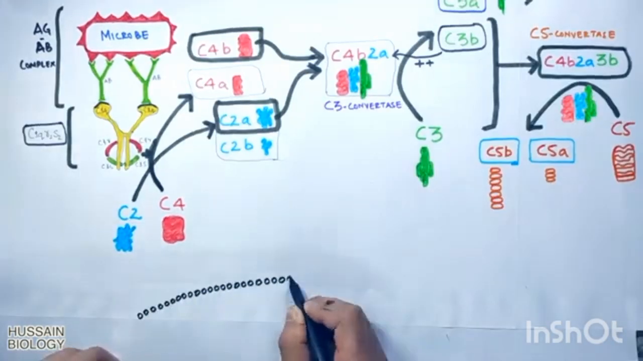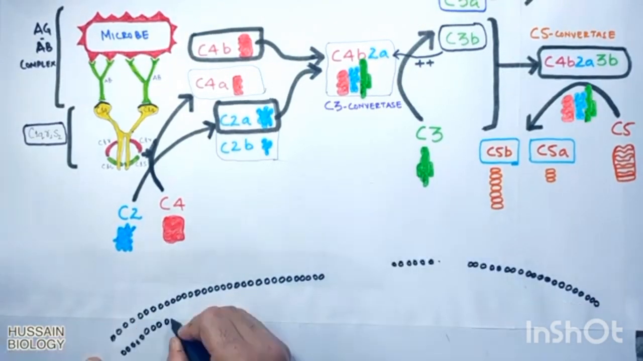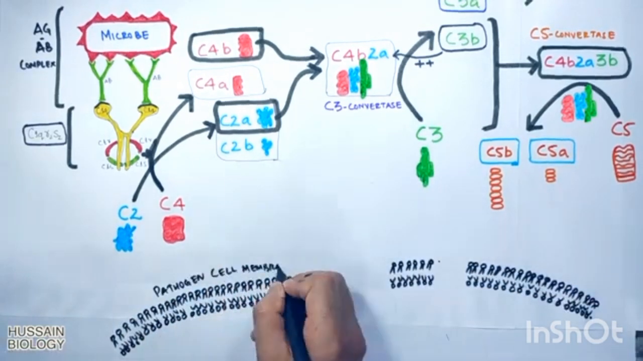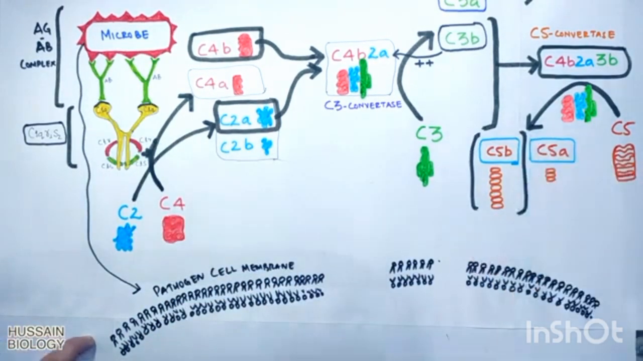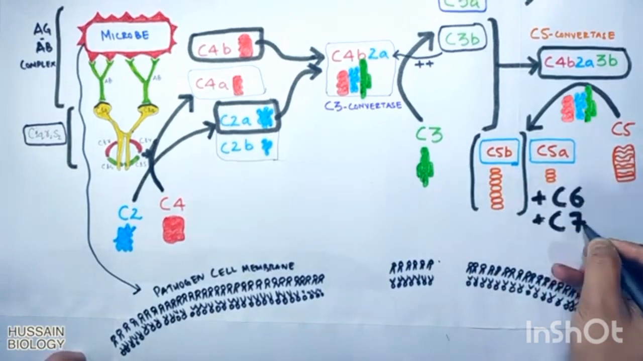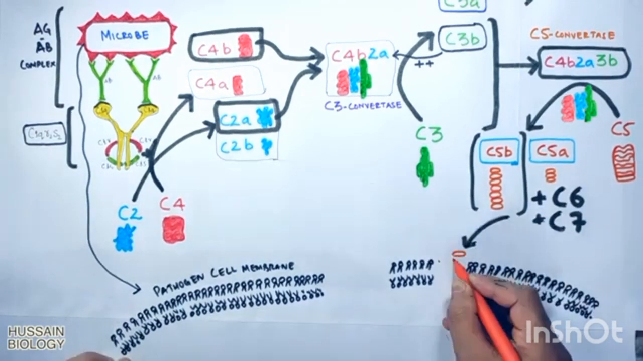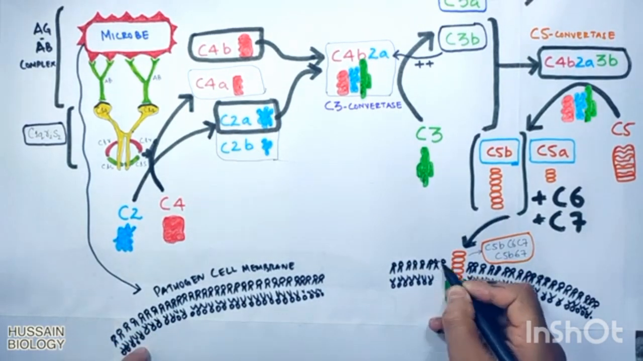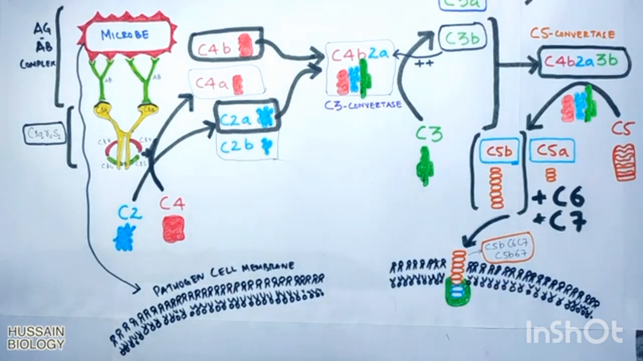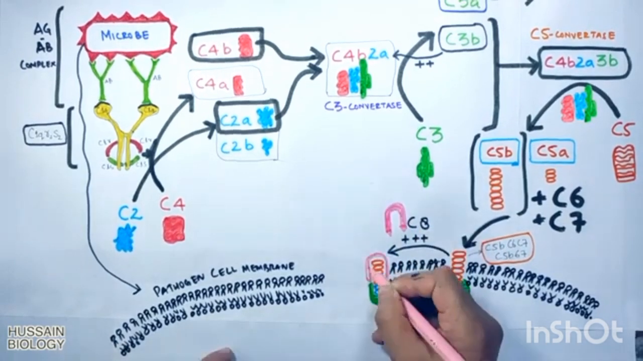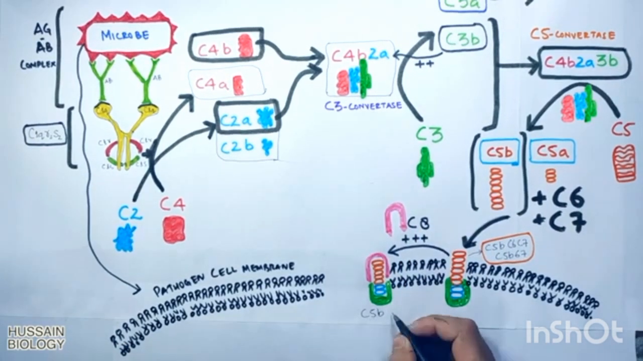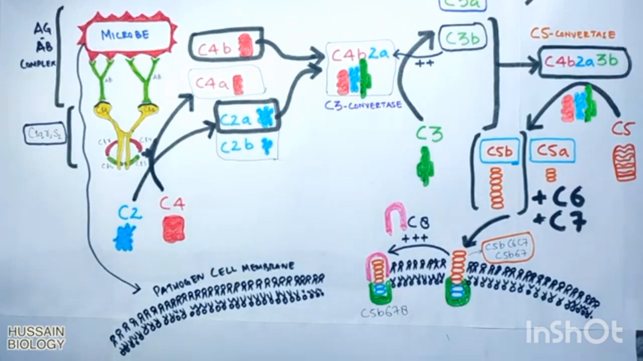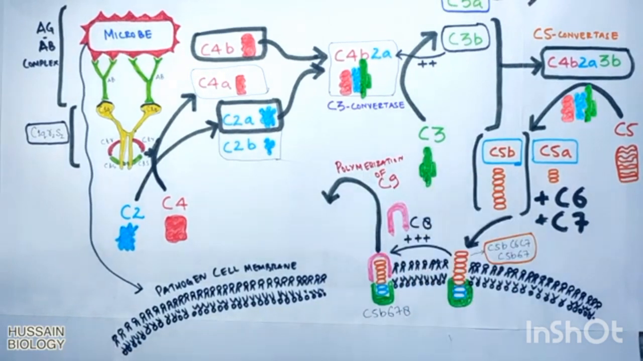Now let's keep these things here and move towards the target membrane, which is the pathogen membrane. We see the C5b molecule recruits C6 and C7 proteins and gets into the membrane of the pathogen as shown in the diagram. And we get C5b67. Then this complex recruits another complement protein called C8. And we get the complex in the form of C5b678.